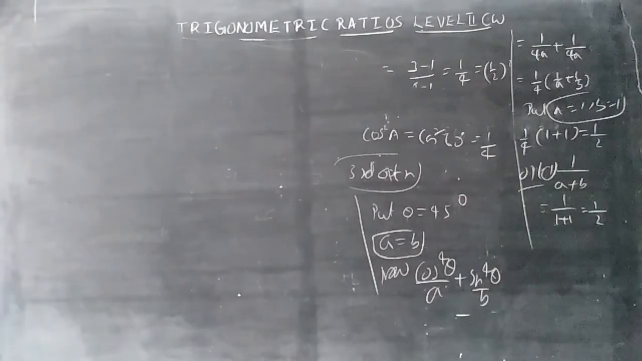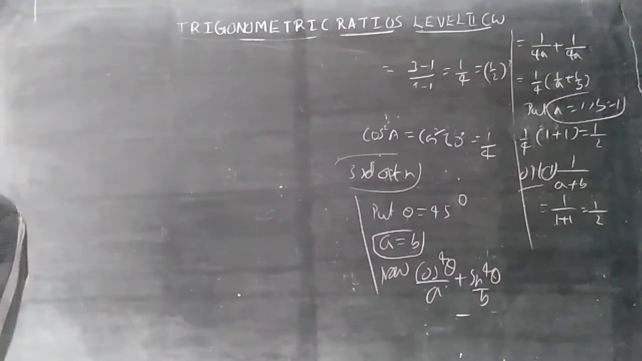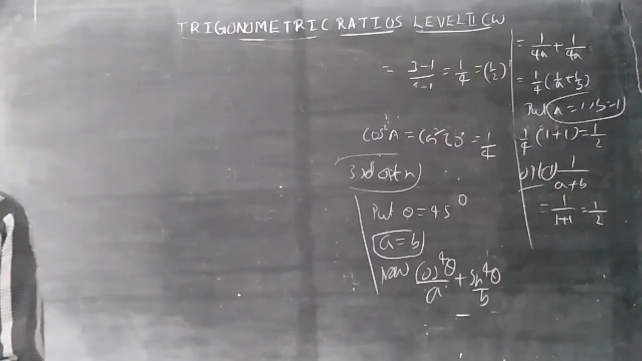Well, what you thought here: cos square theta by a is equal to sin square theta by b. The question is cos square theta by a is equal to sin square theta by b. The procedure I am saying: cos square theta by sin square theta is equal to a by b. Cot square theta equal to a by b. Tan square theta equal to b by a. Tan theta equal to root b by a.